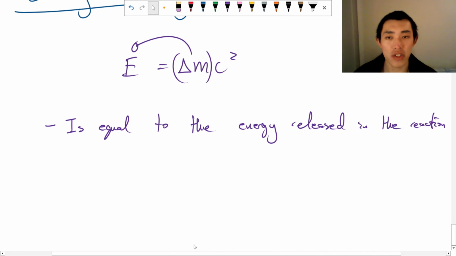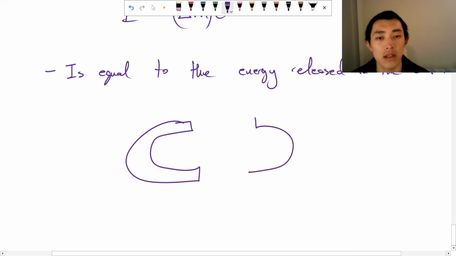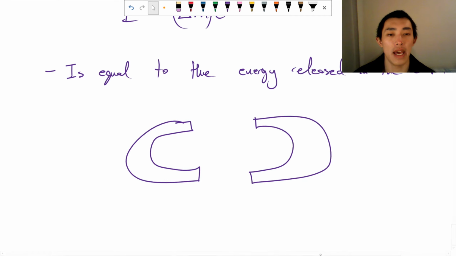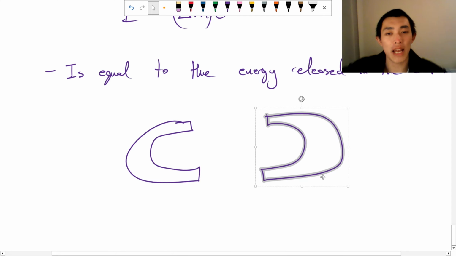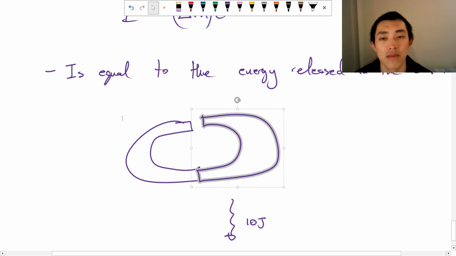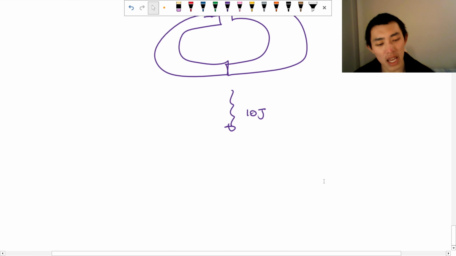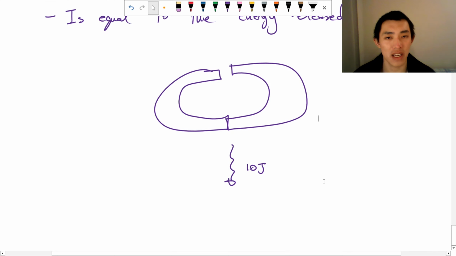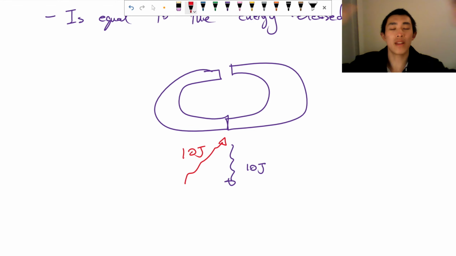Well, imagine that you had two magnets. And they snap together, right? And this process, when you let them go and they snap together, we release, let's say, 10 joules. We release 10 joules and now they're stuck together. And so we can ask ourselves, how much energy would it take to separate these two magnets again? Well, intuitively you would say you need to inject 10 joules to separate them back out again.